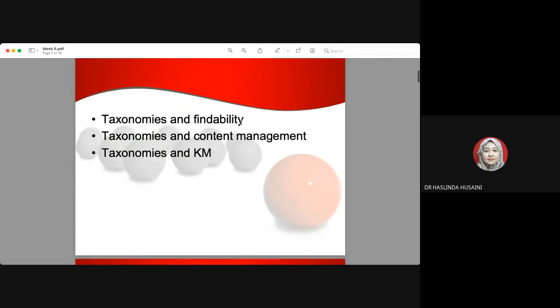Retrieval ni selalunya akan ada kaitan dengan findability, because of the nature of corporate organizations, which tend to use catchy and glamorous terms. Okay, so that mereka menggunakan pemahaman findability for retrieval of the knowledge asset in a corporate world. And then we will discuss also about taxonomy for content management.